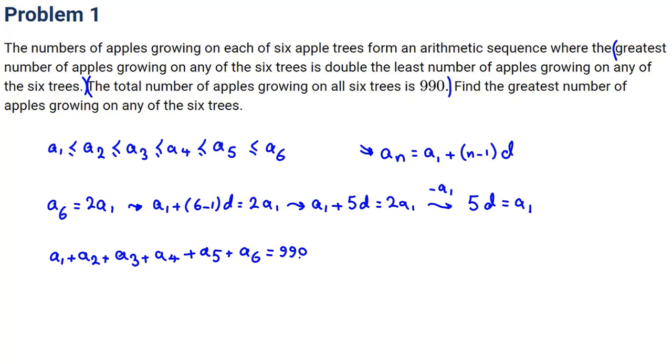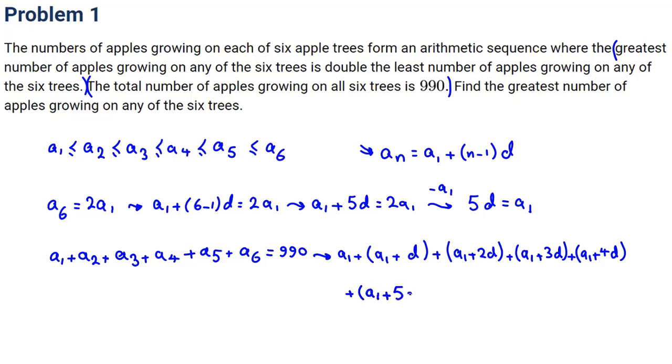Now let's analyze the second equation. a2 is a1 plus (2 minus 1)d, a3 is a1 plus 2d, a4 is a1 plus 3d, a5 is a1 plus 4d, and we can write the rest here: a6 is a1 plus 5d, and the sum equals 990.